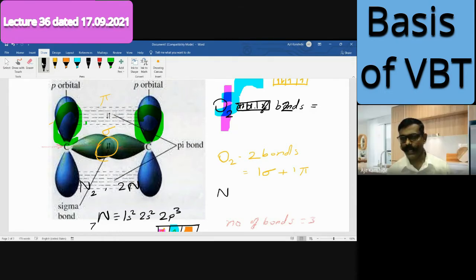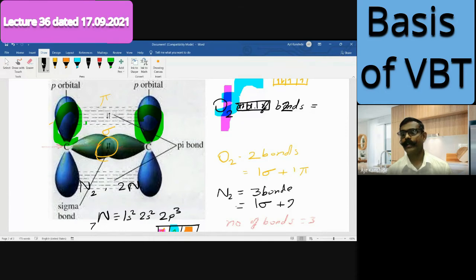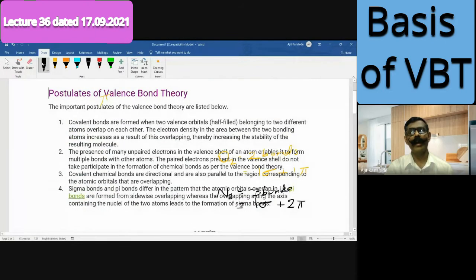If I consider the N2 molecule, how many bonds are there? Three bonds are there, that we have discussed already. So it means all three p orbitals are involved in the bonding. If I consider the pz interaction as a sigma bond, then the remaining two orbitals, the py orbital and the px orbital, will form lateral interactions and produce the pi bonds. So three bonds means there will be one sigma bond and two pi bonds. Are you getting what I'm saying? Yes, sir. That is the understanding about sigma and pi bonding.